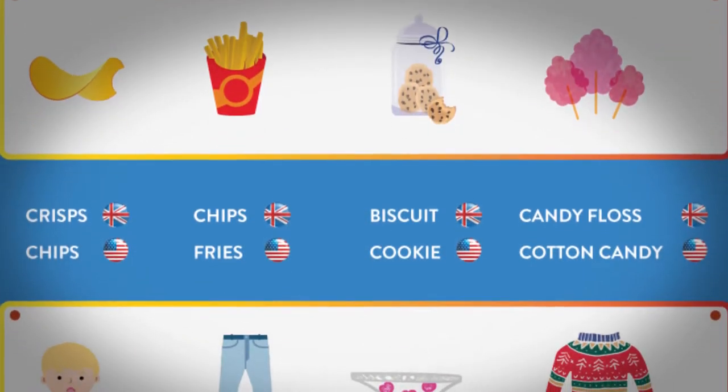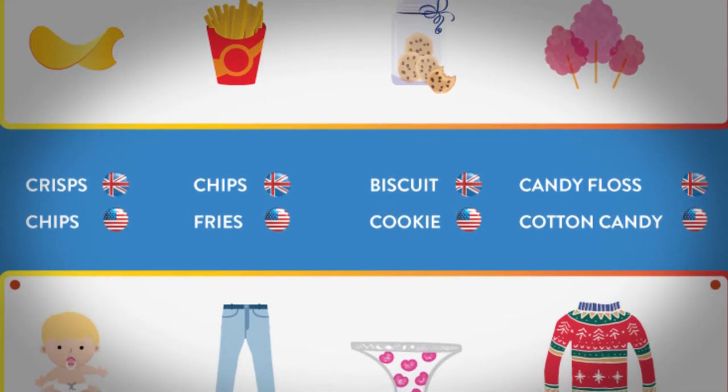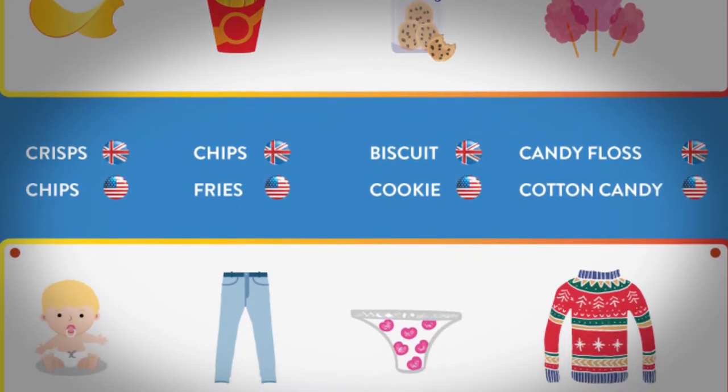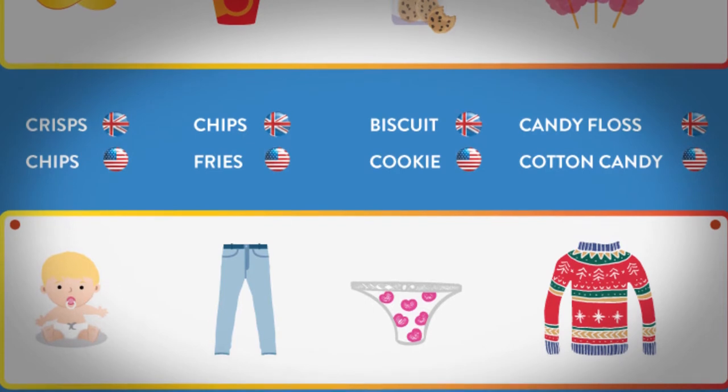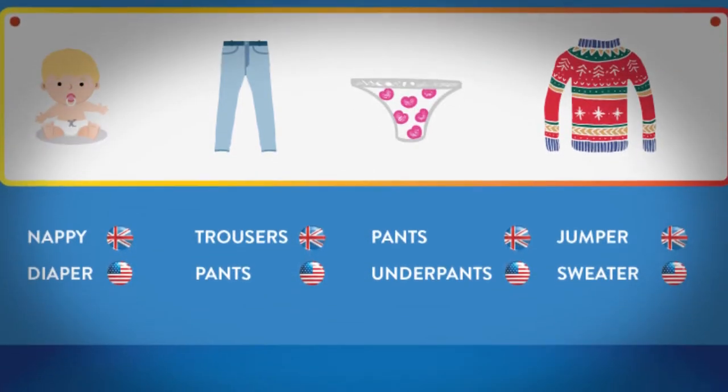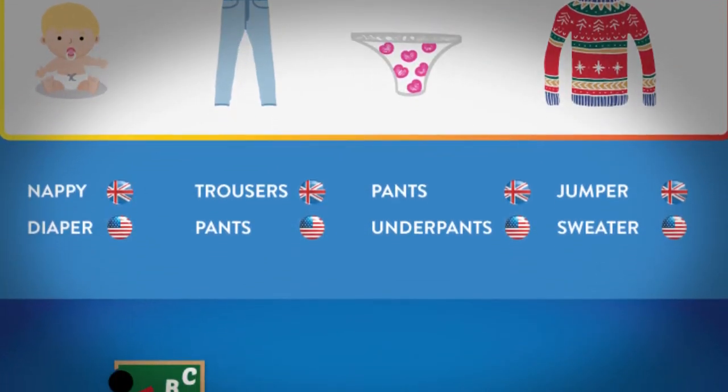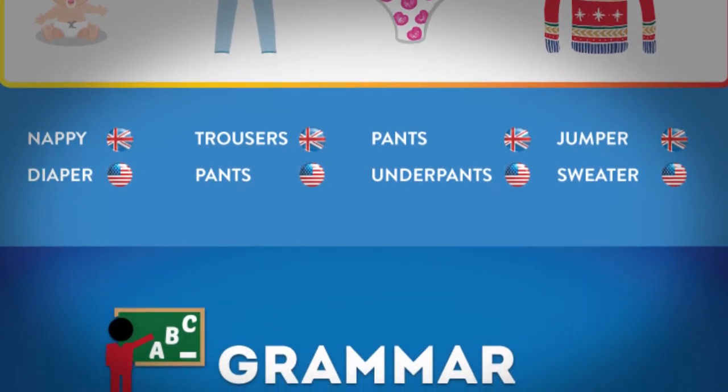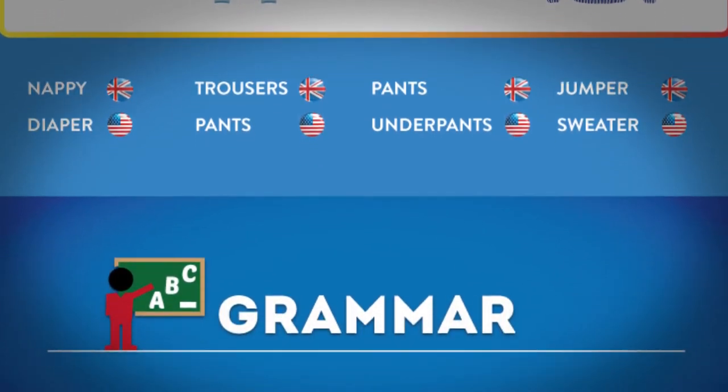Crisps. Chips. Biscuit. Candy floss. Chips. Fries. Cookie. Cotton candy. Nappy. Trousers. Pants. Jumper. Diaper. Pants. Underpants. Sweater.